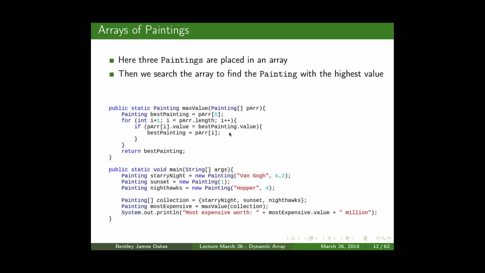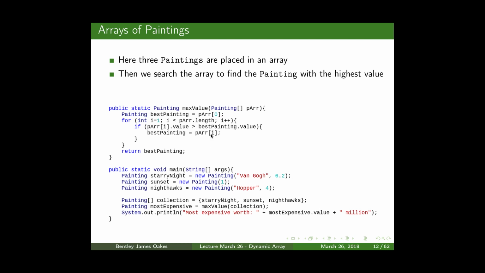Inside this method, it's the max value method. You've seen this a few times, including on the midterm. So we assume that the first one is the best painting, the painting with the best value. We iterate through, and if the painting at i, its value is larger than our best painting's value, then we store the best painting and return it.